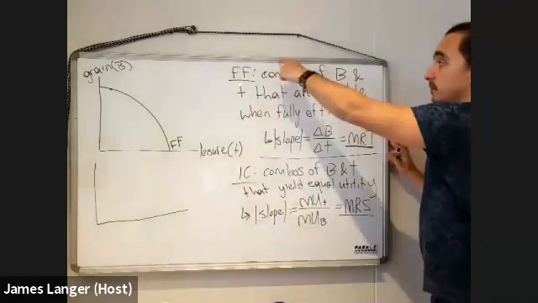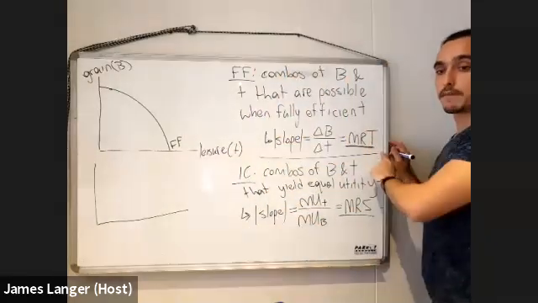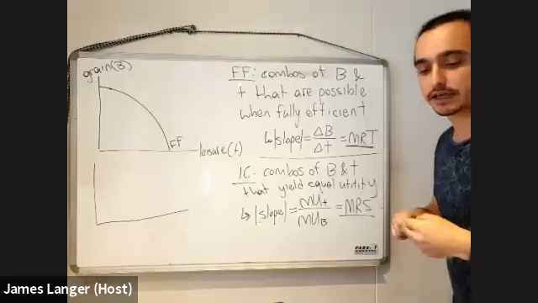Has everyone got the part about the feasible frontier and the marginal rate of transformation down? Okay, make sure you get it down because I'm going to erase it in a second.